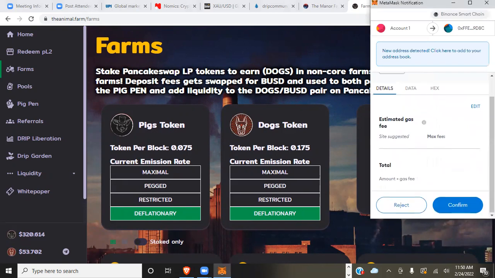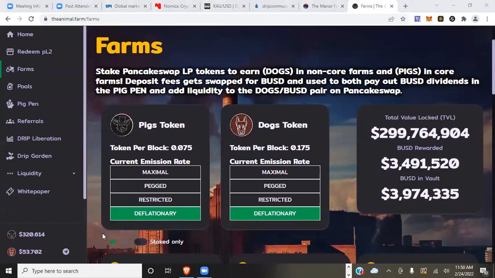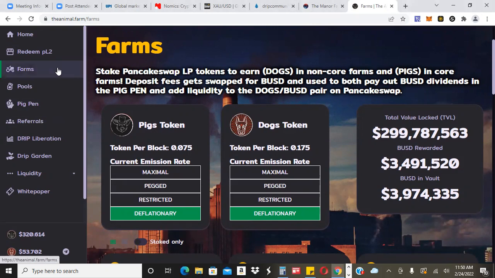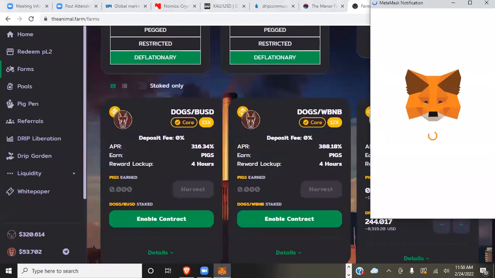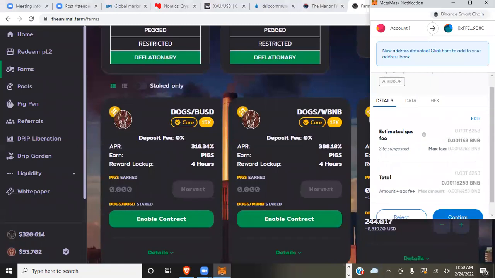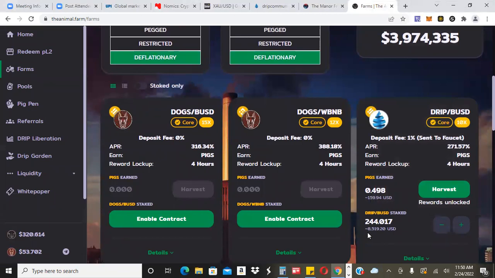Okay. Dogs sitting at $53 and change. So yeah, things are going pretty good. Let's see here. Still staking away, or farming away rather. Still farming away over here.